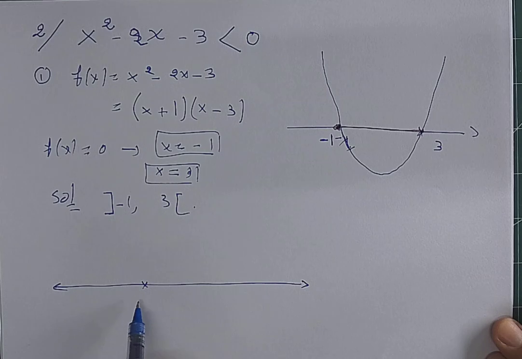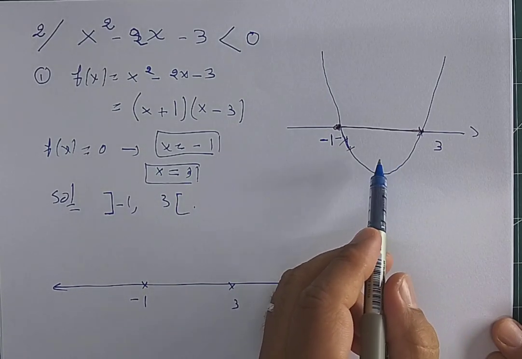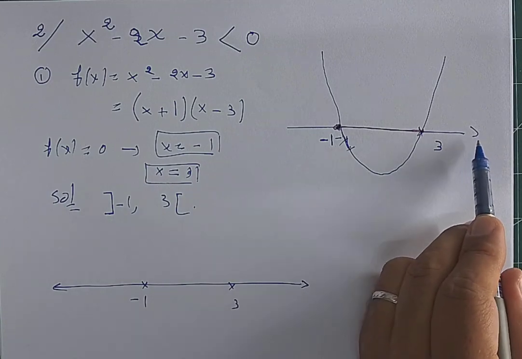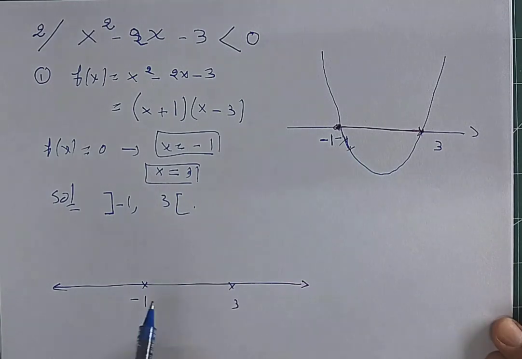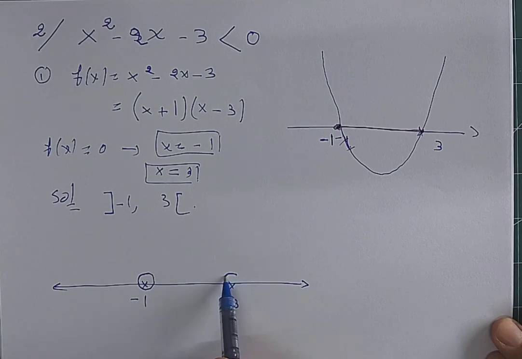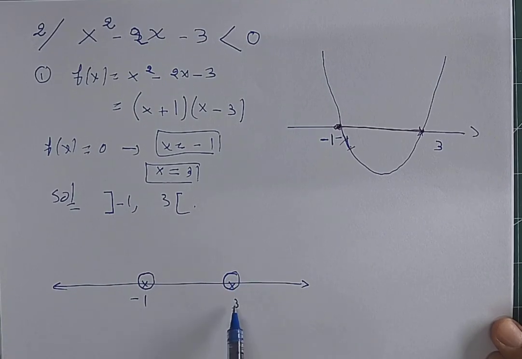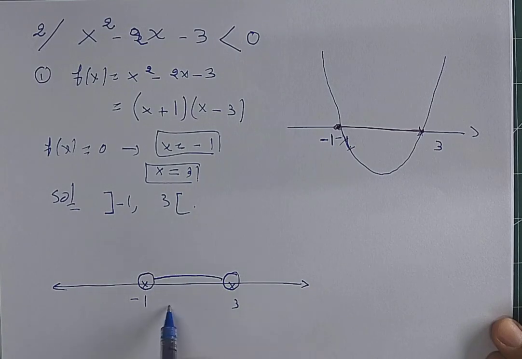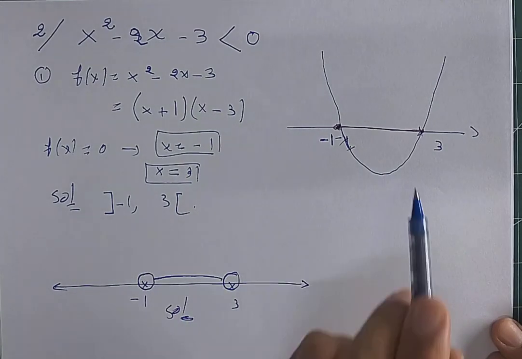I put minus 1 here and 3. So the part under the x-axis is this part. Here, I mean that minus 1 does not belong to the solution. Also, minus 3 does not belong to the solution. So this part is the solution of our inequality.